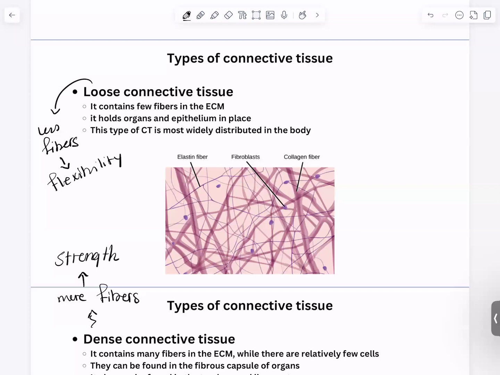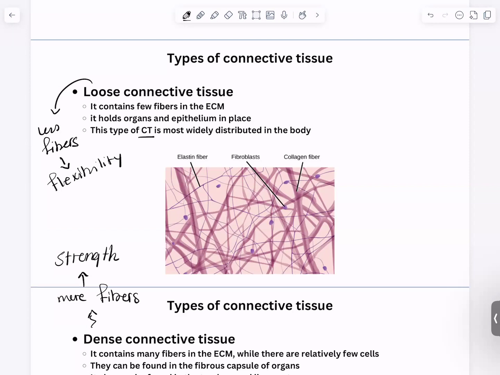Now, what do you think? Which one is more common in the human body? Loose connective tissue or dense connective tissue? Loose connective tissue. Exactly. It brings the flexibility in different parts of the human body. Why? Because we don't need strength everywhere. Loose connective tissue is the most common type of connective tissue in the human body.